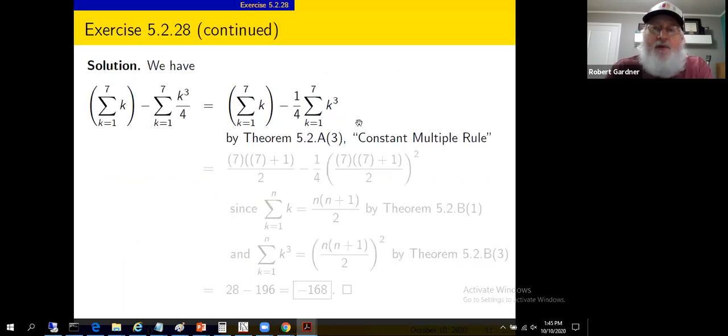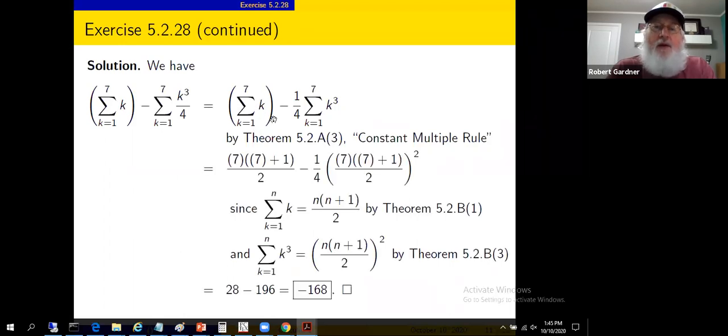Continuing, so here's the same thing we had on the previous slide. We brought the 1/4 out. You got a formula for this, and you got a formula for that. So the plan was to get the powers of k by themselves in these formulas, because that's the thing you know how to evaluate. Sum from 1 to n of k is n times n plus 1 over 2, so we'll have 7 times 7 plus 1 over 2, parentheses indicating where I've replaced the n's.